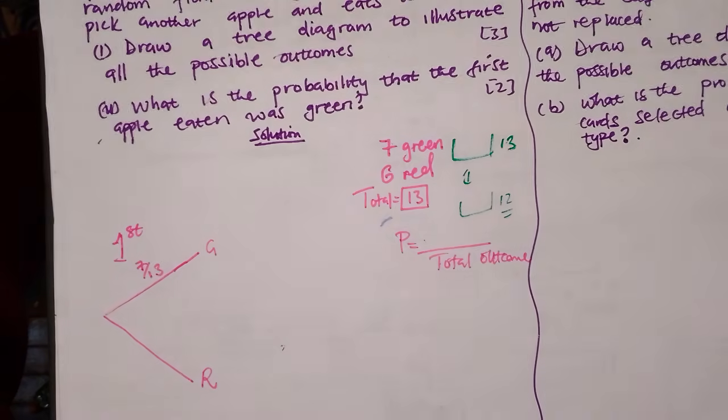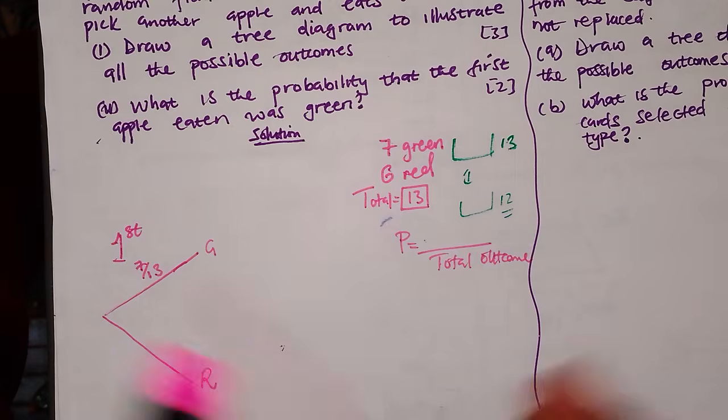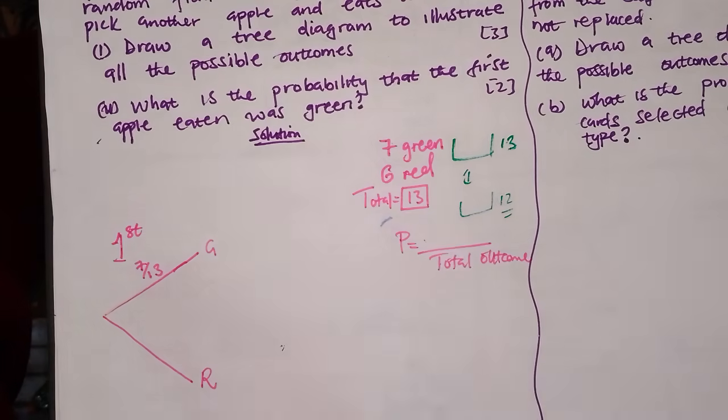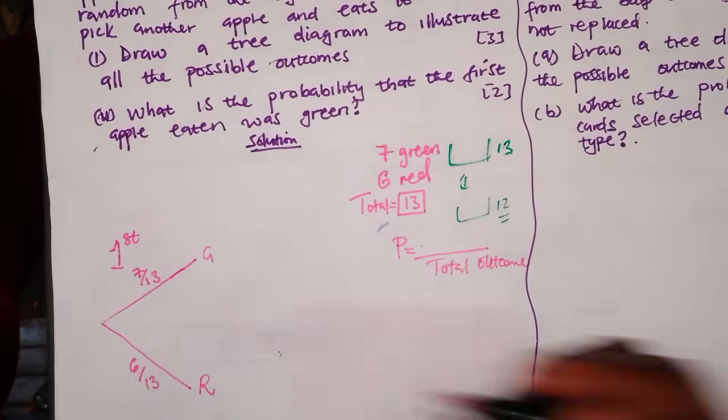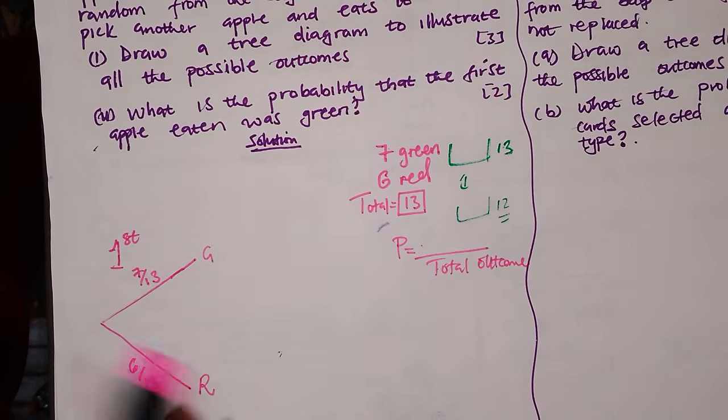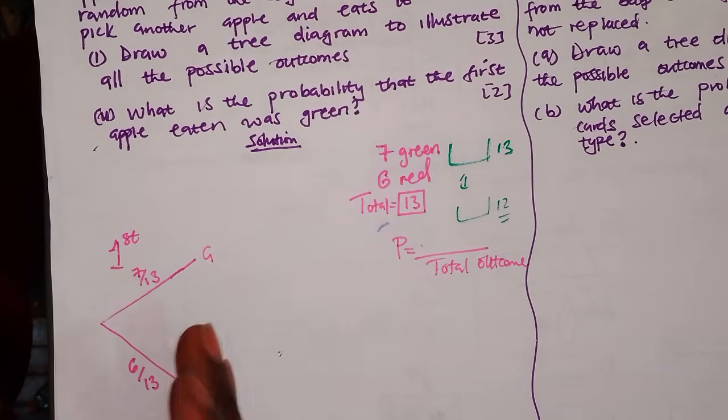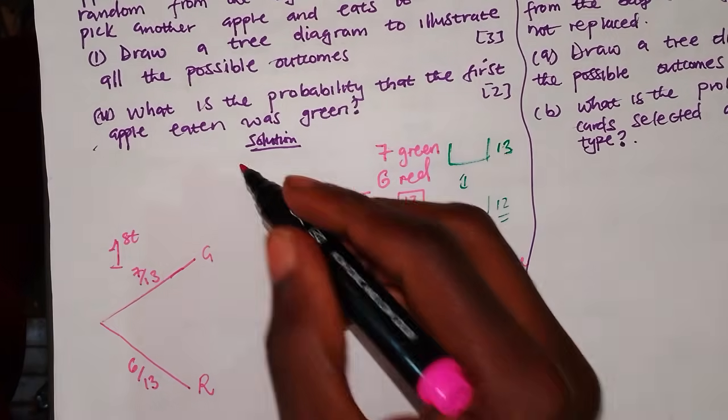Then you come to reds. What are the chances of picking red apples if she had 13 apples? So the chances is 6 because there are 6 red apples in the box. So it says 6 out of 13. Yeah. Then she didn't stop here. She picked another apple. So meaning you are going to say second pick.